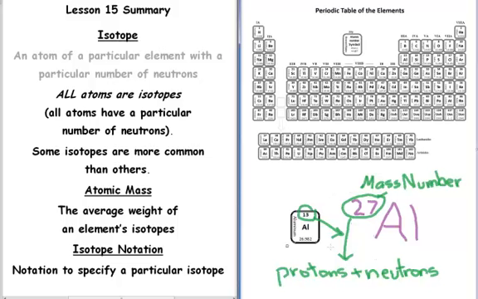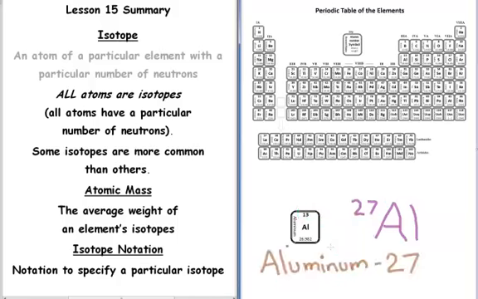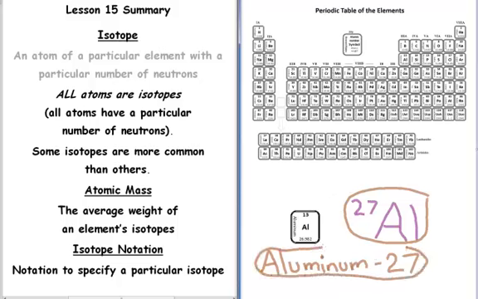About 99.9% of all aluminum found is the isotope aluminum-27. So aluminum-27 can either be written as you see here, or it can be written out here, and this is how you say it no matter how it's written. You say it as aluminum-27. There are actually 22 different isotopes of aluminum, by the way. They range from aluminum-21 up to aluminum-42. But of course, this is by far the most common at 99.9%.